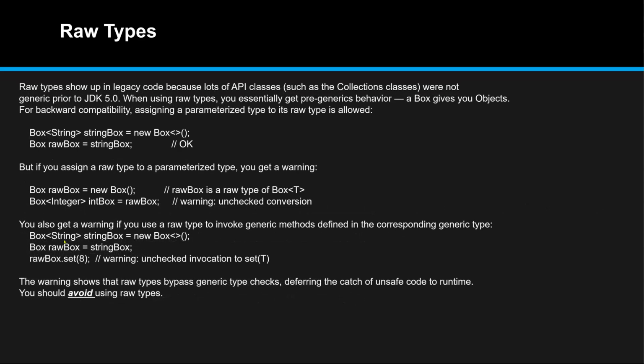Raw types show up in legacy code because lots of API classes were not generic prior to JDK 5. When using raw types, you essentially get pre-generic behavior. It deals with Objects, so it's the equivalent of creating an Object. You also get a warning if you use a raw type. Essentially, you should avoid using raw types except where you explicitly need them.